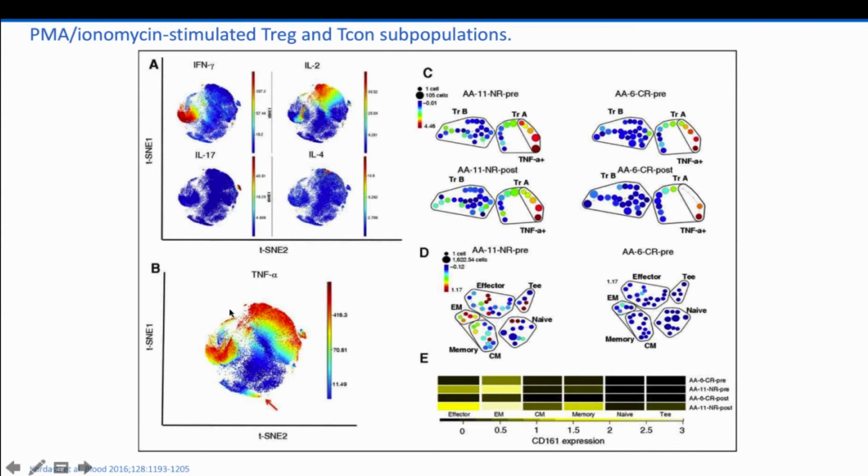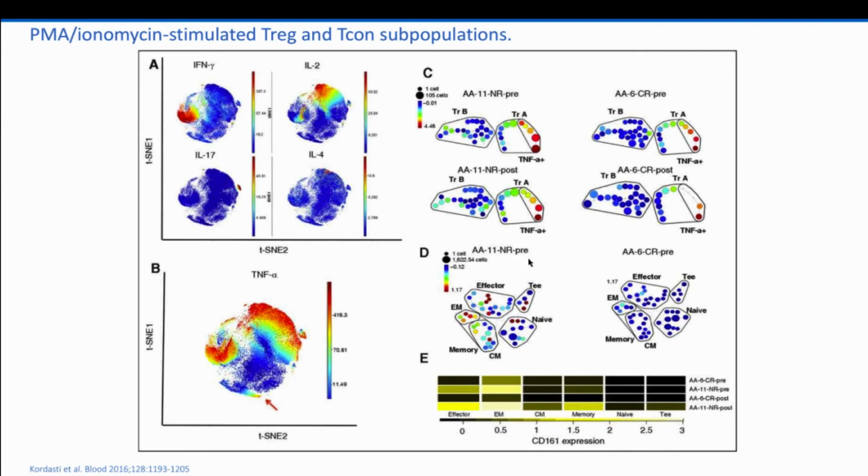But interestingly, TNF-alpha was really all over the place, including in a population of Tregs. And within that, in non-responder patients and responder, in both you can see the TNF-alpha secreting Tregs within Treg A. But after therapy, in responder patients, these are the ones that are disappearing, whereas in non-responder, they remain.